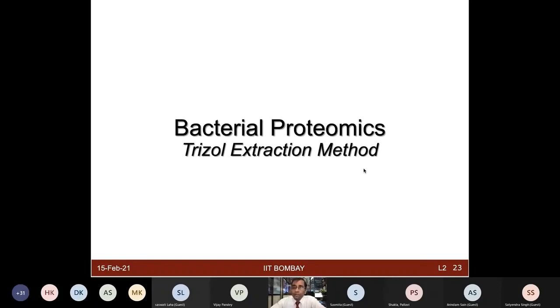Not necessarily that the urea method can be used only for tissue. It can also be used for cell lines and bacterial pellets as well. Likewise, the Trizol extraction method I'm going to show you with a bacterial proteomics type of workflow, but it can be used for other types of samples, including tissue as well, right? So you can try many things.